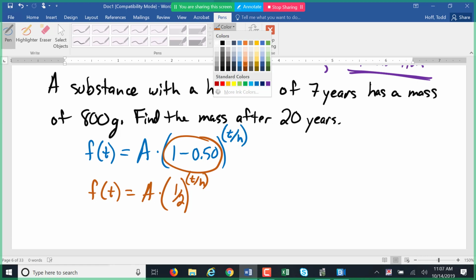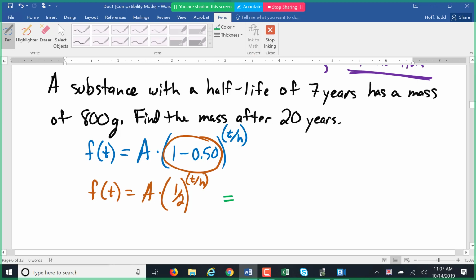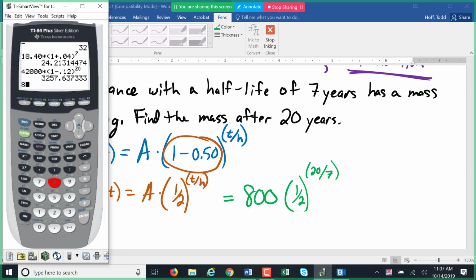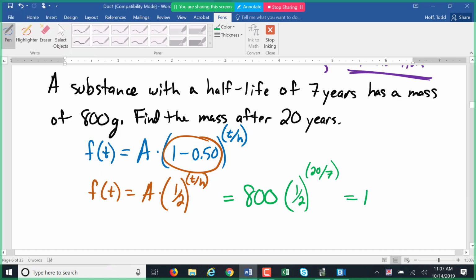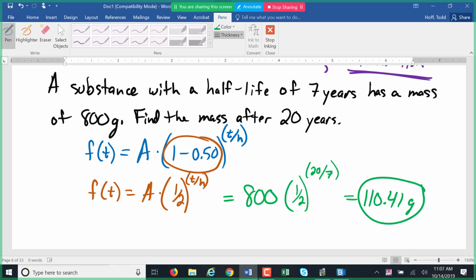So for this problem here, our initial amount is 800 grams times 1/2 to the power of 20 years divided by 7. Now again, we can enter it in a calculator just like that. So 800 times 0.5 to the power of, I'm going to put this power in parentheses, 20 divided by 7, close parentheses, 110.41. Of course, the 800 was in grams, so that is also in grams after 20 years.